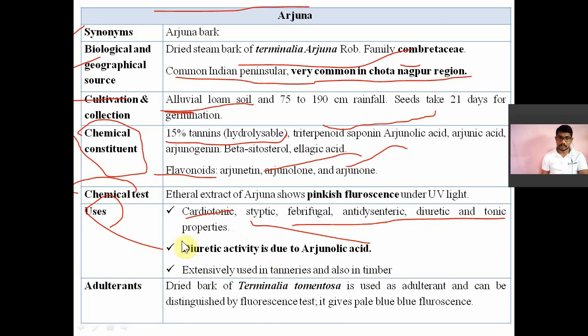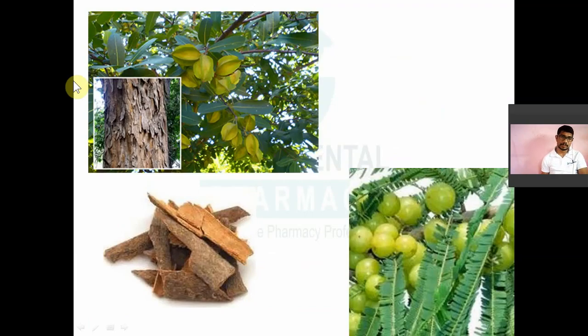Diuretic activity of Arjuna is due to one acid known as arjunolic acid, which is responsible for the diuretic property of this plant. It is also used in tanneries and in timber. Adulterants: it is adulterated with the dried bark of Terminalia tomentosa, which can be distinguished by taste. The original drug will give you pinkish fluorescence; the adulterant will not.